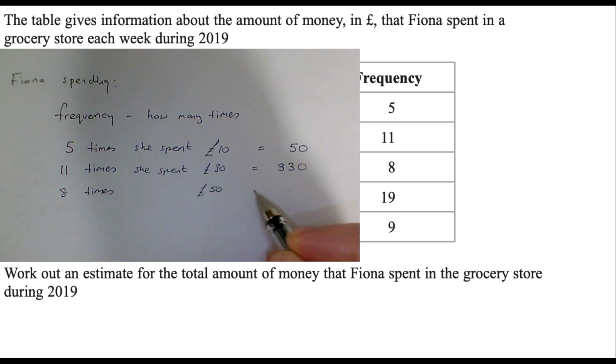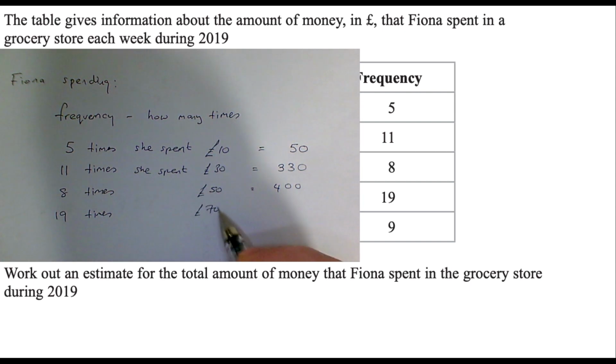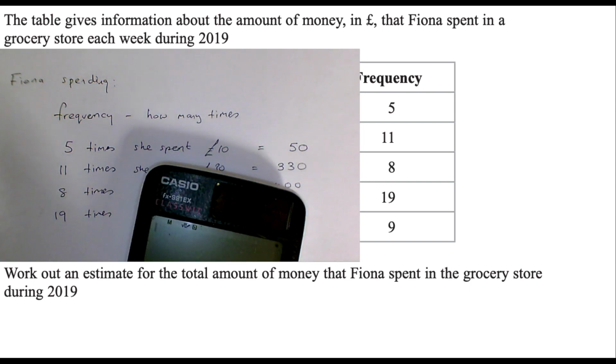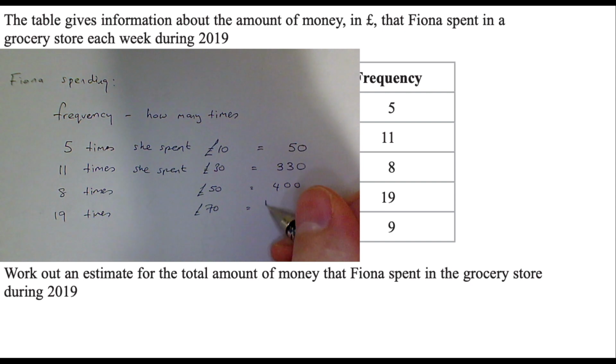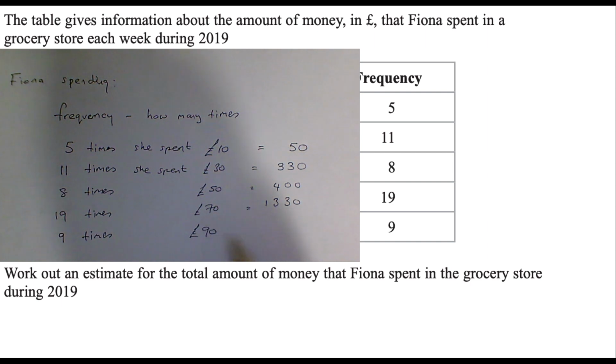8 times she spent somewhere between 40 and 60, so I'll call that £50. And 19 times she spent somewhere between 60 and £80, so I'm going to call that 70. And I'm going to use my calculator to do 19 times by 70. So that is £1,330. And 9 times she spent somewhere between 80 and £100, so I'm going to call that 90. And that's 810.